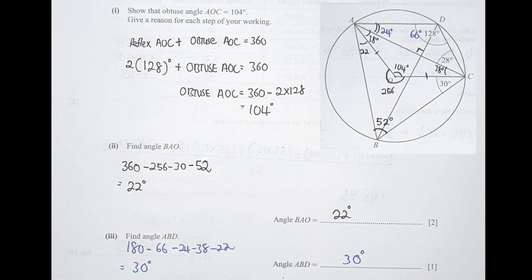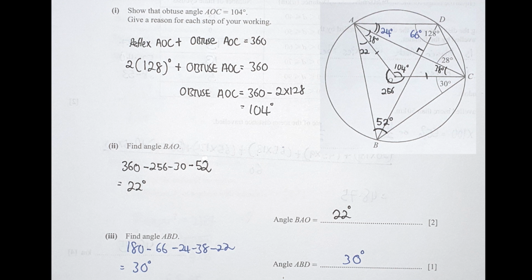Question 6, number 1. Show that obtuse angle AOC is 104. Things to take note is that we are using the reflex part, and the circle theorem: the angle at the center is twice the value of the angle at the circumference. So AOC is twice the value of ADC. Minus it off with 360, then you will get obtuse angle AOC as 104.